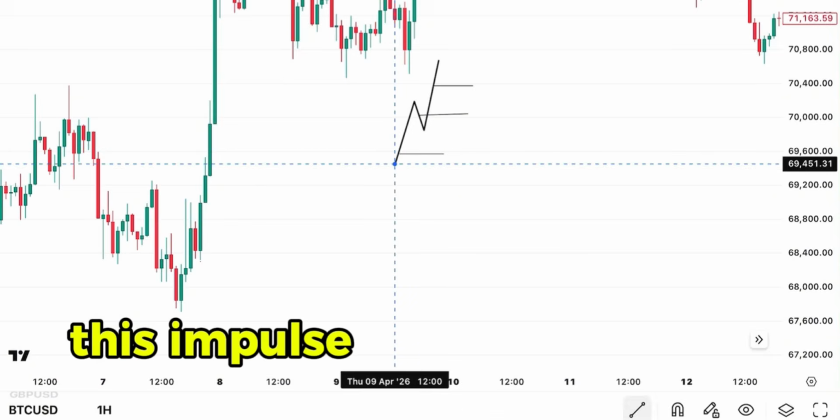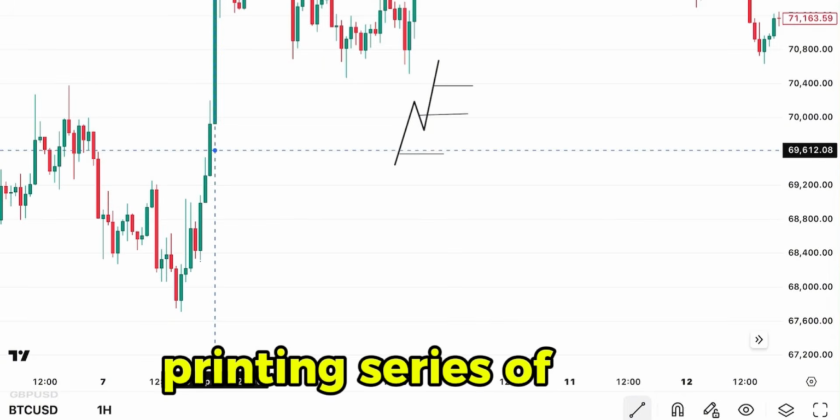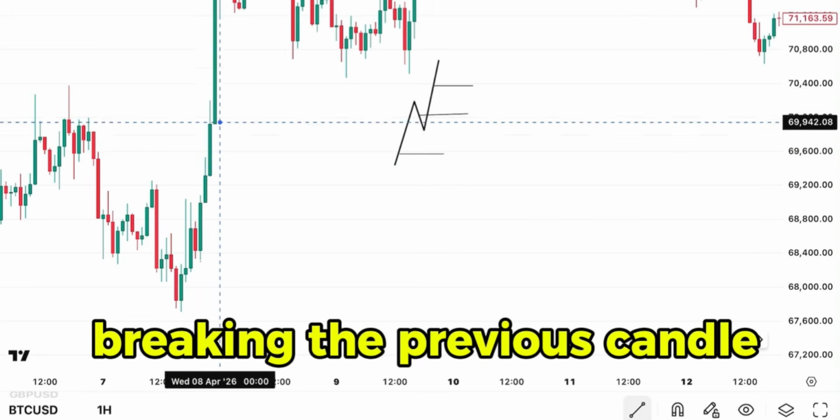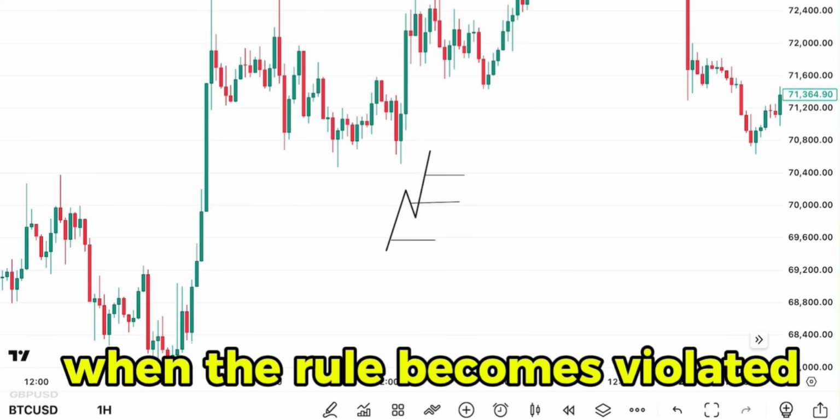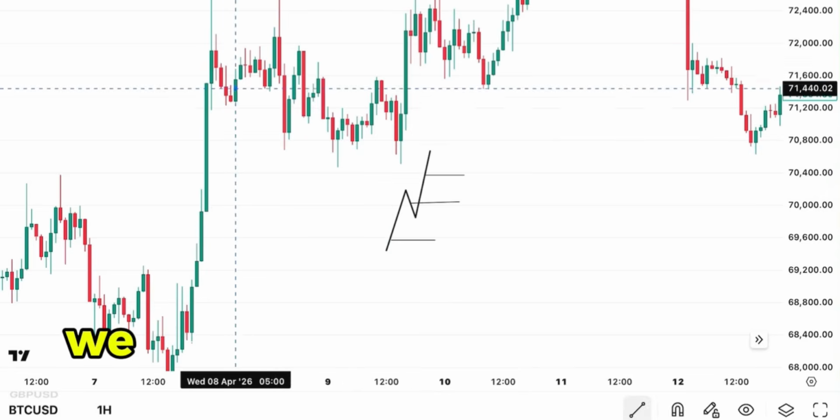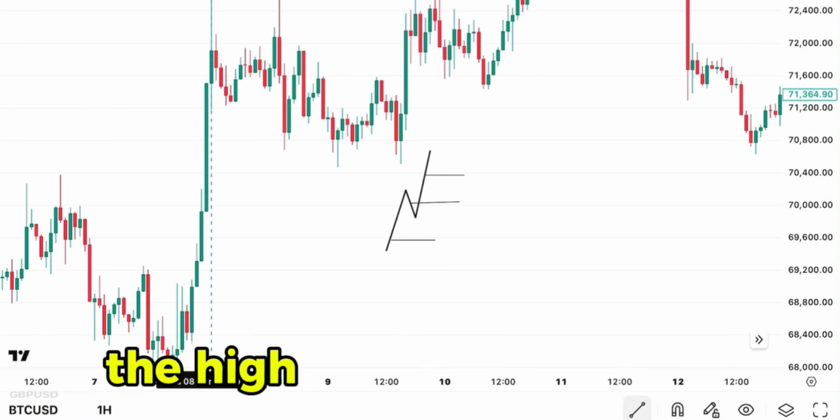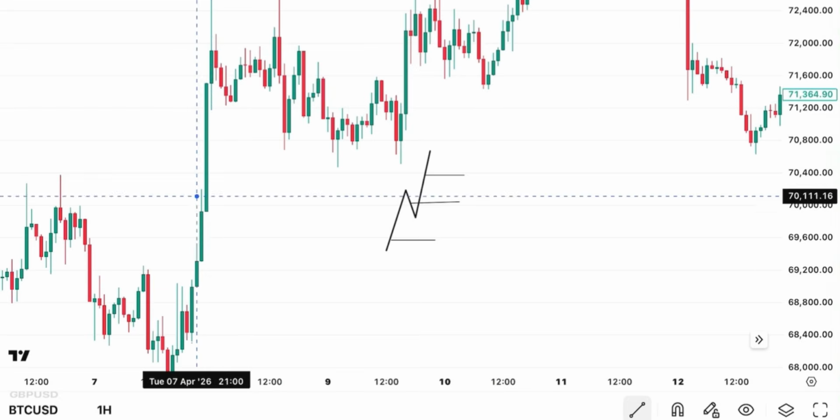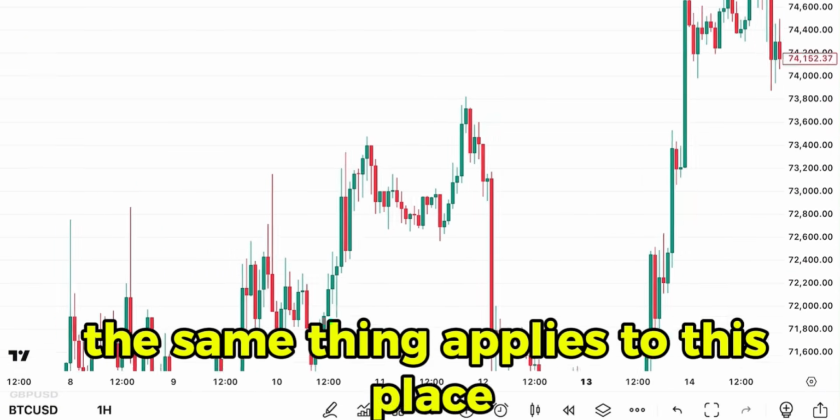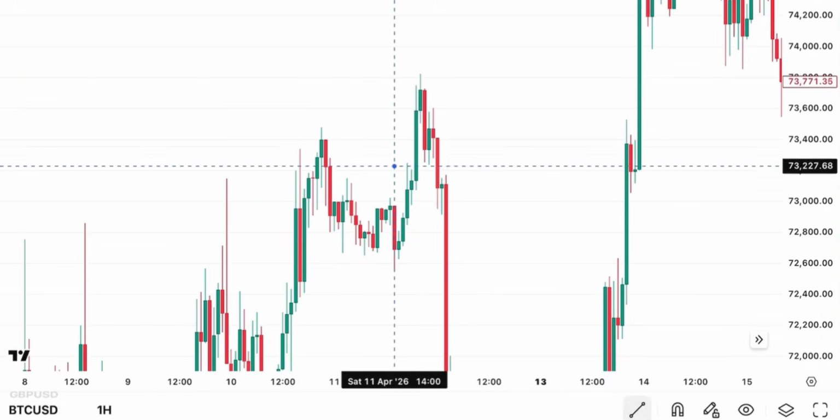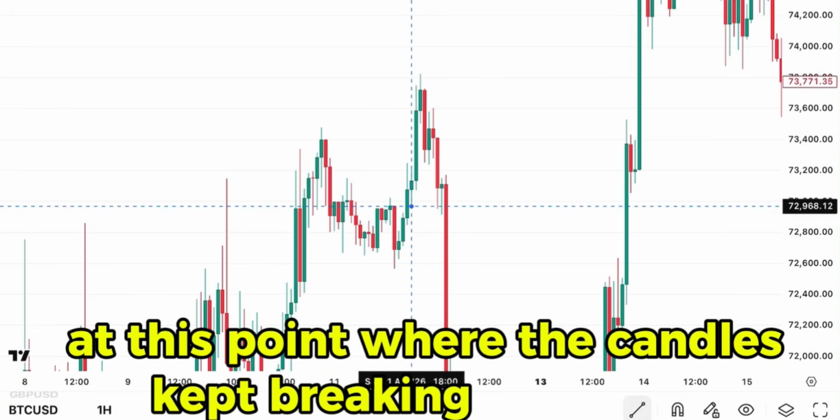This impulse was gotten by the market printing a series of highs, breaking the previous candle highs, and we get the retracement when the rule becomes violated. For example, we have a situation here where the rule got violated, the high refused to be broken, and you can see what we have there. The same thing applies to this point over here. We have a move at this point where the candles kept breaking the highs.